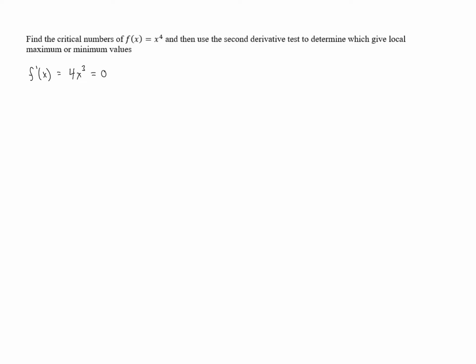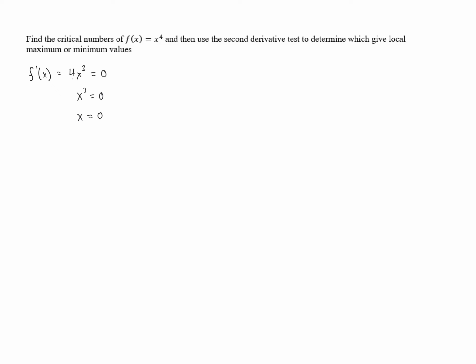Now, this is never undefined, so the critical number is going to happen when it equals 0. And so we've got 4x cubed equals 0. We divide by 4, giving us x cubed equals 0. And we know that the only number we can cube to get 0 is 0. We can take the cube root of both sides. So the critical number is 0.